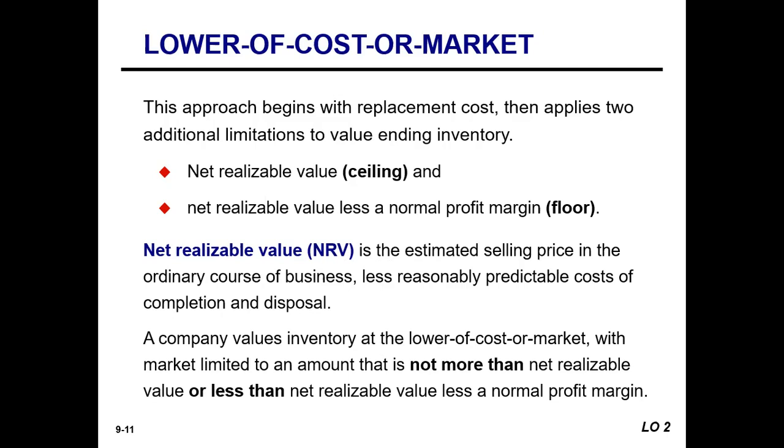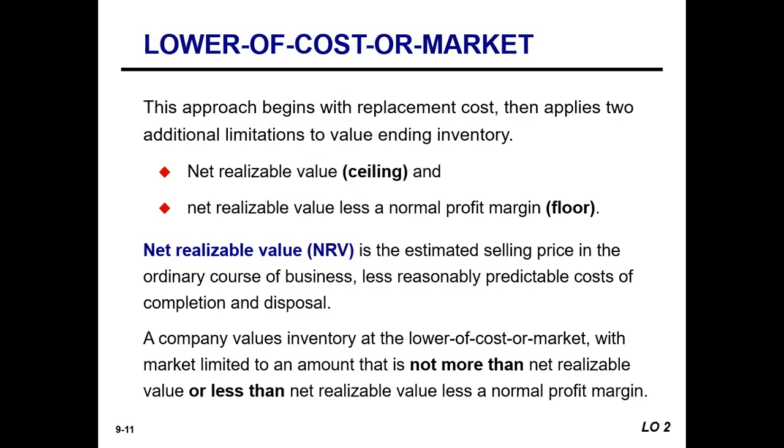And then we compute net realizable value less the normal profit margin, and that gives us the floor. And again, that market valuation is generally in the middle of those two, in the middle of the ceiling and the floor. And just like we said before, net realizable value, that's the estimated selling price less any reasonably predictable cost of completion and disposal, transportation, those variable selling expenses, right?